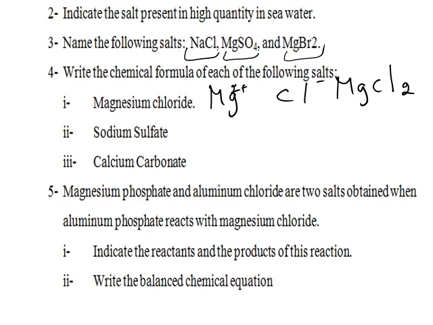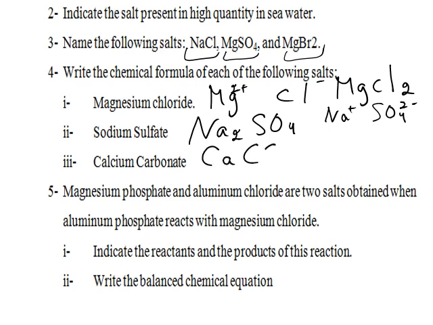This we get MgCl2. Here, sodium sulfate. Sodium sulfate is Na2SO4, since we have Na+ and SO4 2-, so by crossover, Na2SO4. Calcium carbonate is CaCO3.